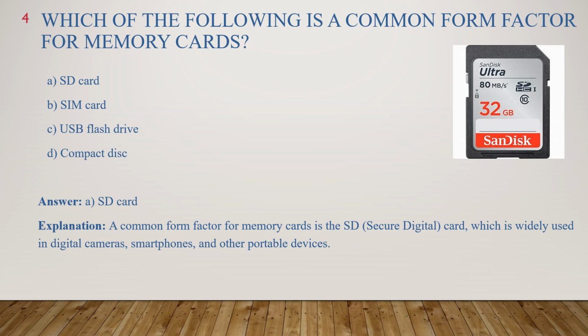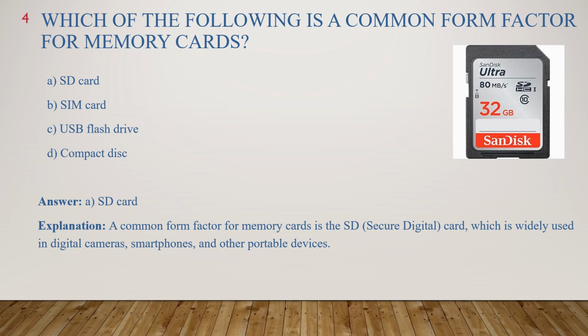SD cards. These are small, versatile cards commonly used in cameras, drones, gaming devices, and some laptops for expandable storage. They come in various capacities and offer different speed classes to suit different needs. SIM cards. These are much smaller than SD cards and are specifically designed for mobile phones and other cellular devices. They primarily store subscriber information and network authentication details, not large amounts of data.